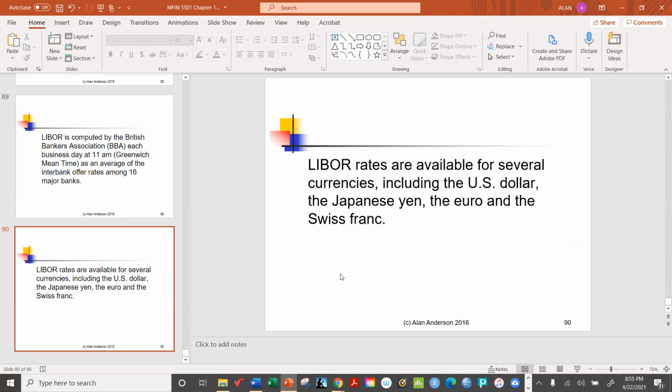Now, LIBOR rates are available not just for dollars. You can have euro yen, you can have euros actually, and the euro Swiss franc, but they were available for all these different currencies for maturities out to 1 year. And of course, we know that they're going to disappear very, very soon.